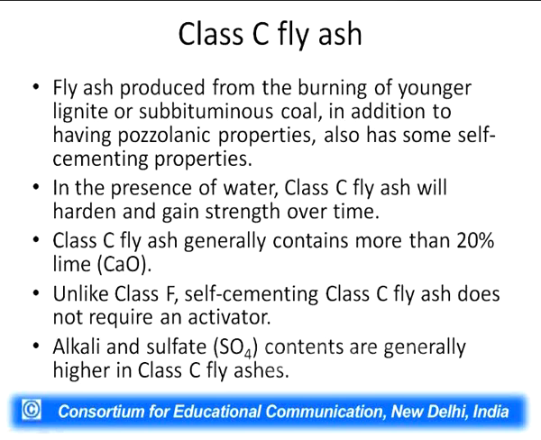Now what is class C fly ash? Class C fly ash is produced by burning the younger lignite or subbituminous coal. In addition to having pozzolanic properties, it also has some self-cementing properties. In the presence of water, class C fly ash will harden and gain strength over time. Class C fly ash generally contains more than 20% of CaO. Unlike class F fly ash, self-cementing class C fly ash does not require an activator. Alkali and sulfate contents are generally higher in the case of class C fly ash.